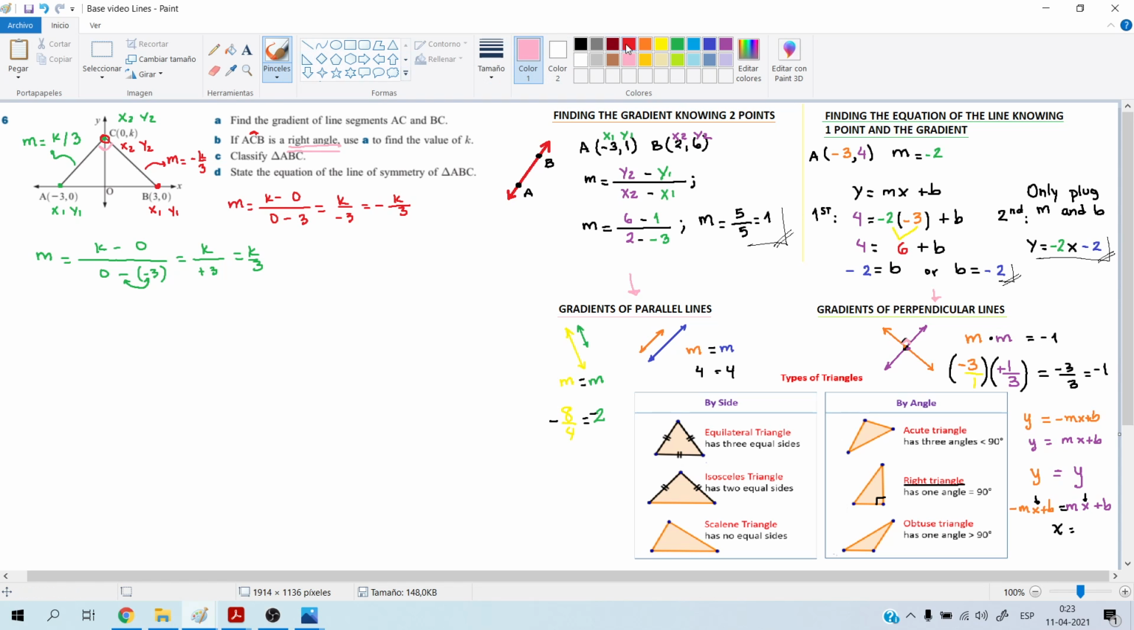Okay, so let's do that, because they said if this angle here is a right angle. That's it. Use A means use the gradient, the red gradient and the green gradient to find the value of k. Let's use them. The green gradient is k over 3 and the red gradient is minus k over 3. Yeah, minus k over 3. K over minus 3 is the same thing. If you plug this in the calculator, they have different signs. Look, positive and negative, negative, and then this is positive and positive, but then you have a negative outside.